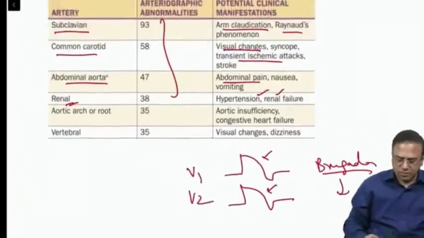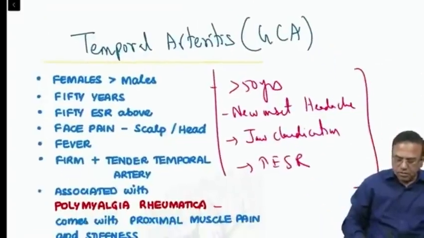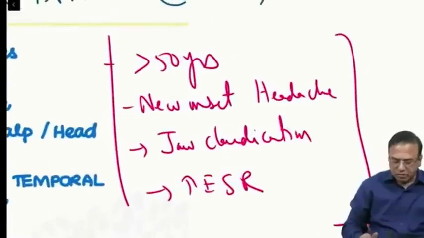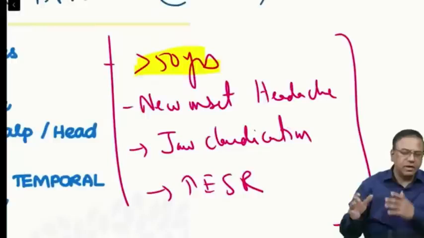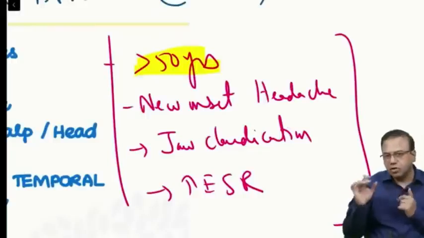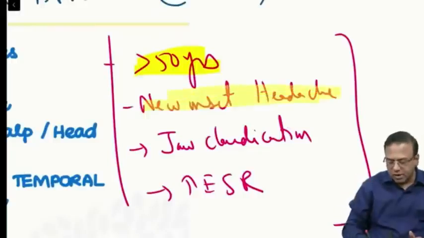Okay, that is Brugada's. So temporal arteritis, the main features for us are these. They'll tell you an elderly person above 50, it has to be above 50. And if somebody is getting migraine for 30 years, that doesn't count. It should be a new onset headache that started above 50.